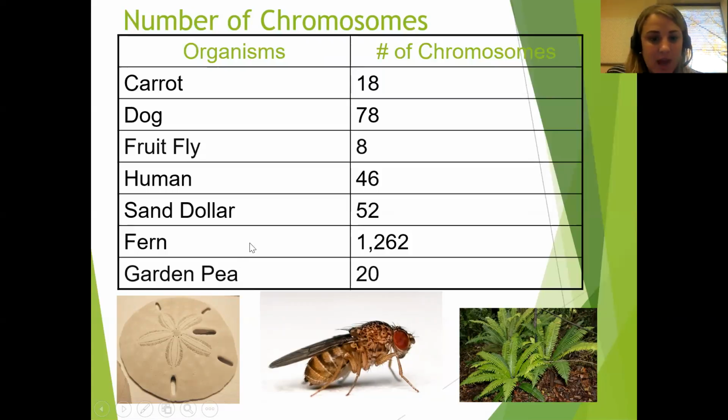Pretty cool. We have a fern, which is a primitive type of plant. They have 1,262 chromosomes. And then a garden pea, just like a pea that you eat, is going to have 20 chromosomes. So you can look at these numbers and see that number of chromosomes or genetic information doesn't necessarily relate to higher level intelligence. If it did, this fern would be considered extremely intelligent in comparison to a human, and we know that that's not true.